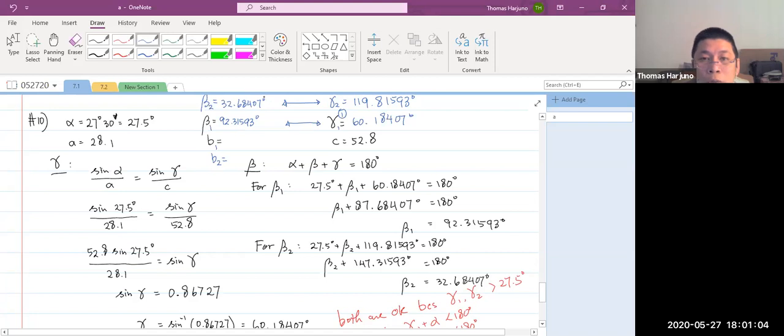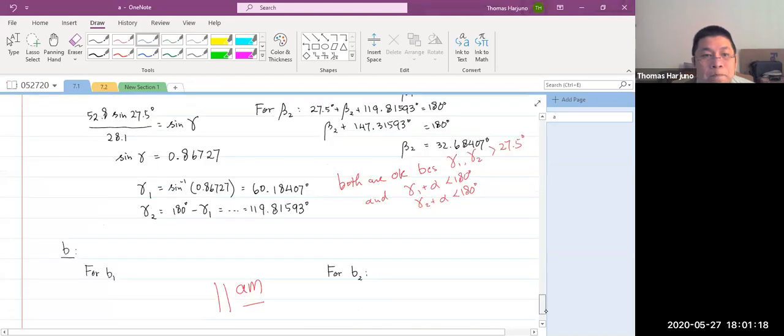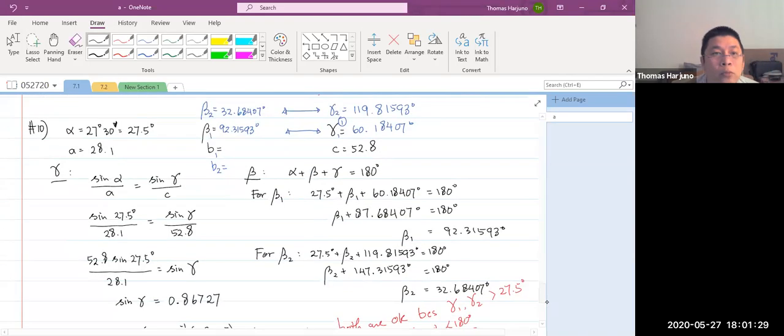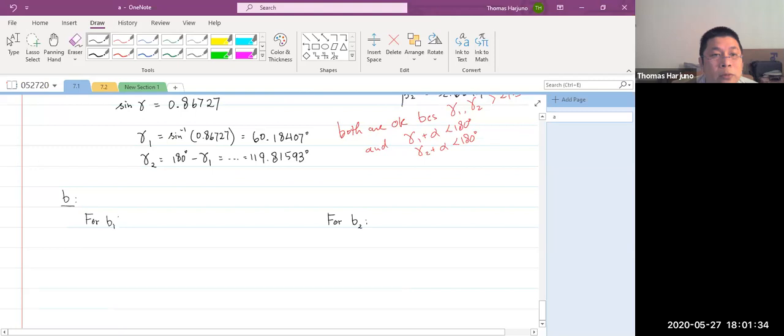Okay, let me continue. I already worked on beta 1. Oh, no, I did beta 1 and beta 2. And then I will proceed with side B1, and after that, working on side B2. So I will use, what should I use? Oh, alpha. So sine alpha over A equals sine beta 1 over B1.